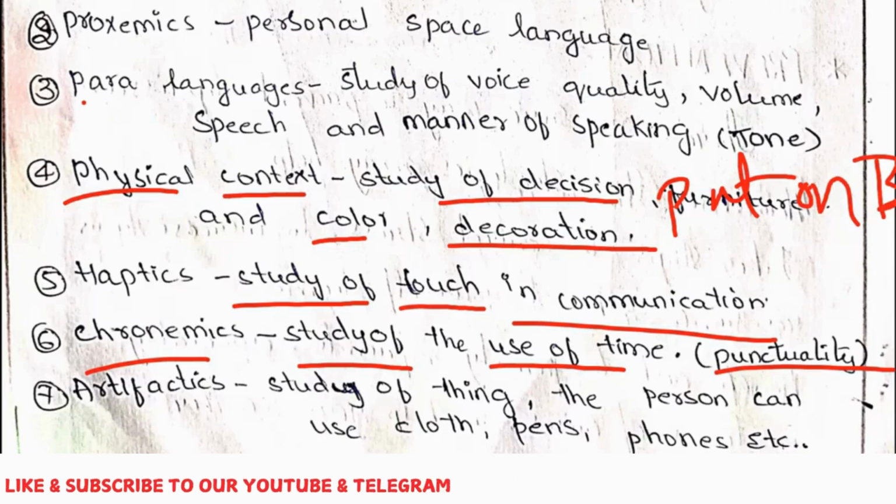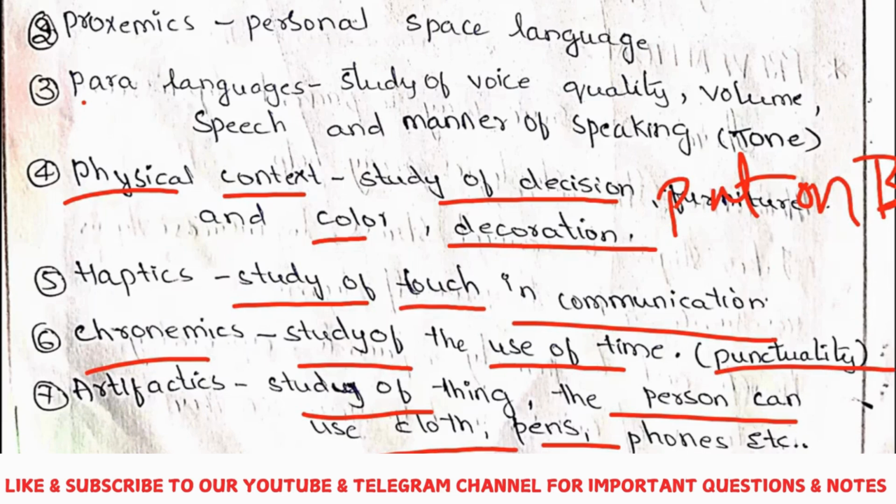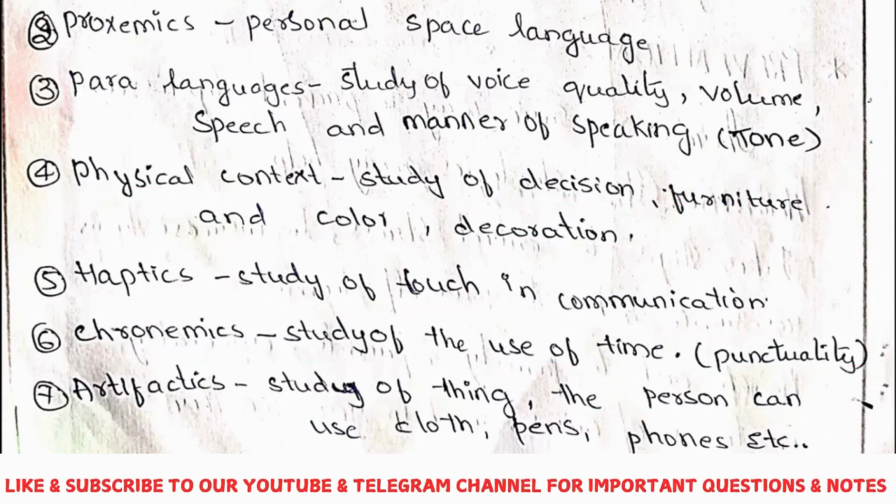Next one, artifactics, the study of things that a person uses: clothes, pens, phones, etc. The things we use, even keeping our bags neat, all come under this in communication skills. These are the 7 topics we discussed in this video already.